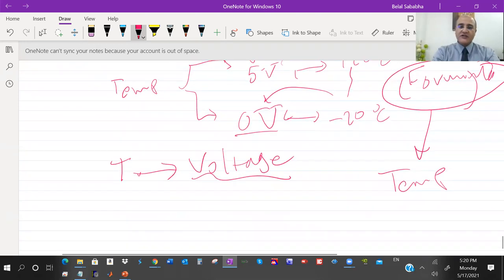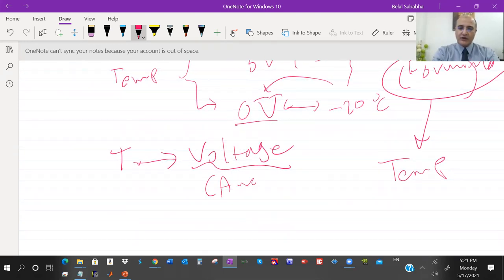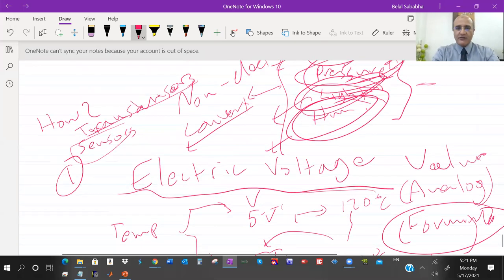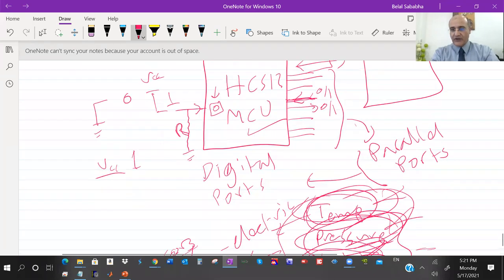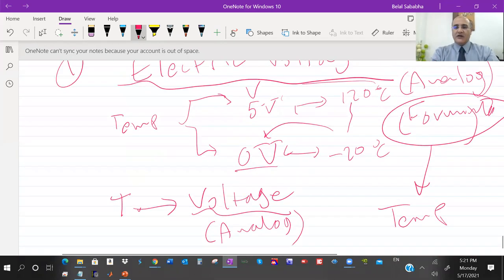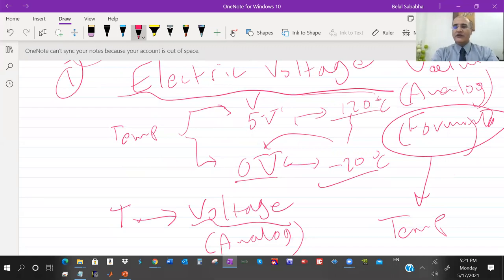But because this voltage is analog, my microcontroller cannot understand it. My microcontroller is going to be able to recognize 5 volts, right? If I use the parallel ports, the digital ports, it is going to be able to recognize 5 volts or ground or 0 volts, right? Which is either minus 20 or 120. What if the temperature was 30 Celsius? What is the voltage going to be?